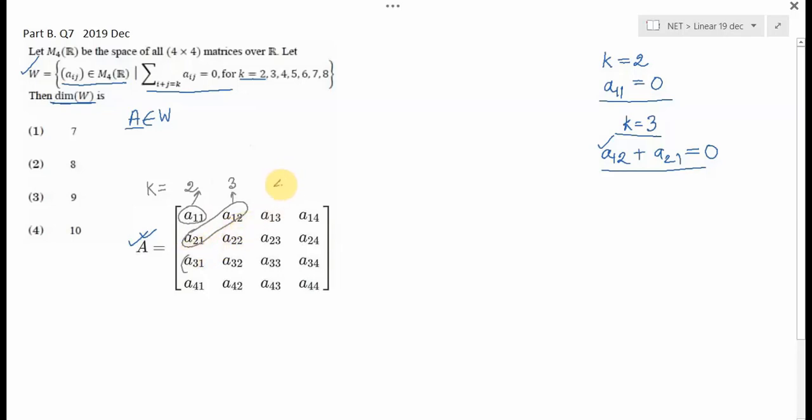Similarly, for k equals 4 we have a relation between these three entries of the matrix. For k equals 5 we have a relation between these four entries of the matrix. For k equals 6 we have a relation for these three entries. For k equals 7 we have a relation between these two entries, and for k equals 8 there is only one possible entry, A44.